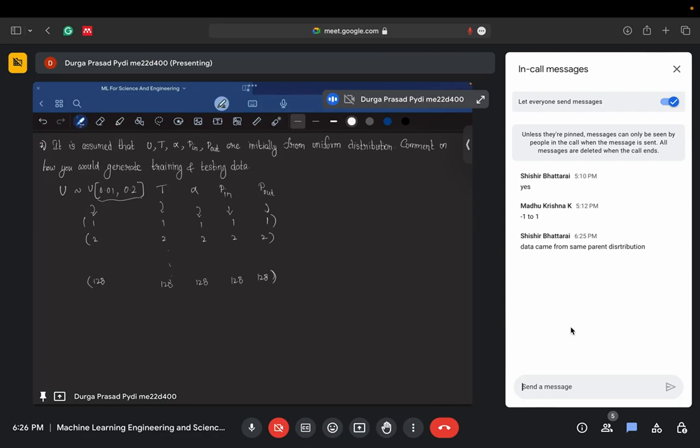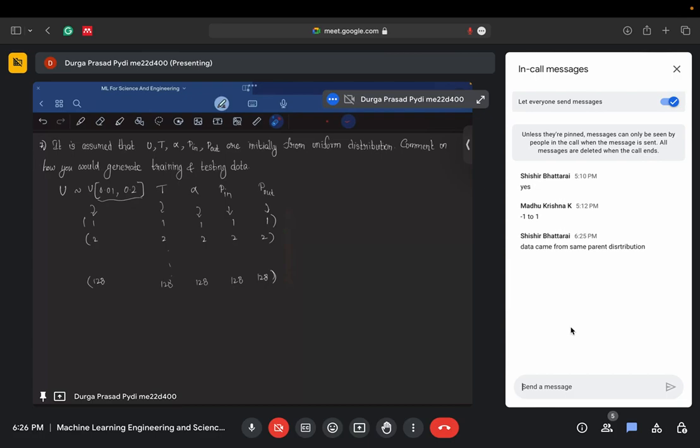Okay, let me put it this way. Will this kind of data that is generated be representative enough of the entire population? Or maybe let's say even simpler: whenever I am generating this, am I doing it with replacement or without replacement?